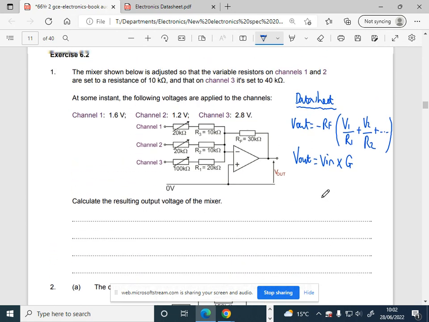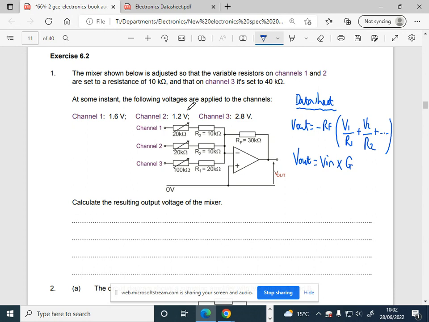Okay, so look at that first question now. It does say that the variable resistors are set to 10k for channels 1 and channel 2. Channel 3 is set to 40k. So don't be fooled by the way it says 20k there. It says it's set to 10k. So I'm just going to write 10k. 10k, strictly speaking, should be omega sign. And then what was this one? 40k. Okay.